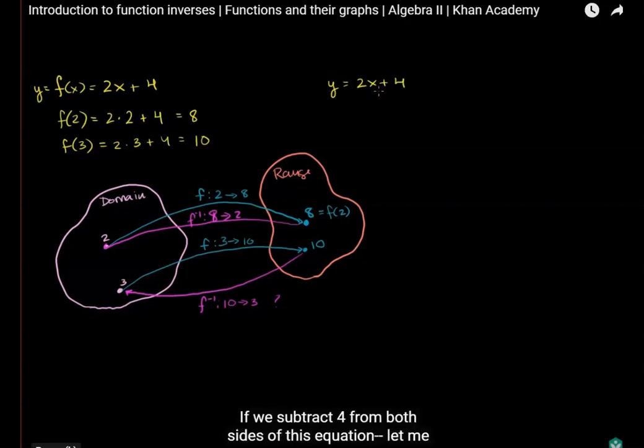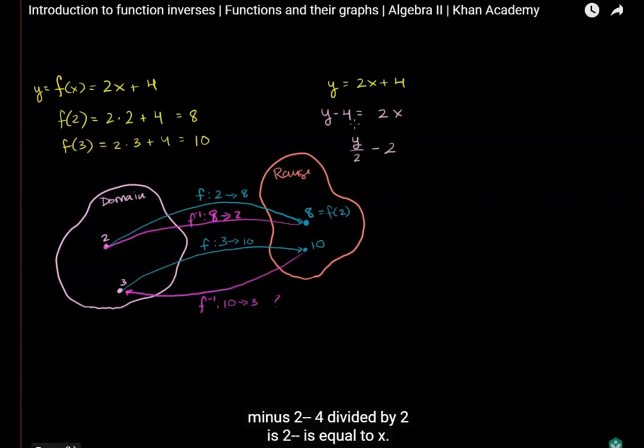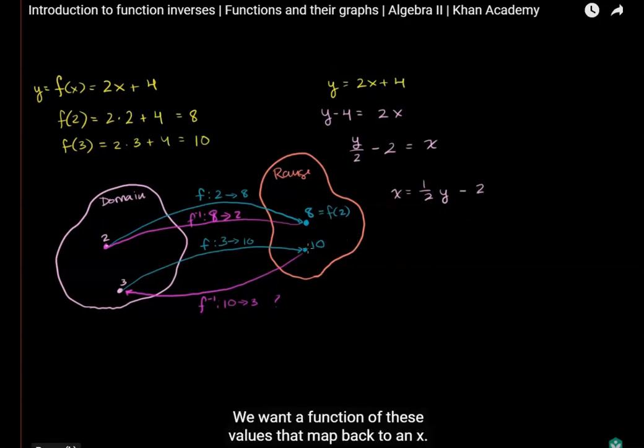Let's do that. If we subtract 4 from both sides of this equation, we get y minus 4 is equal to 2x. And then if we divide both sides of this equation by 2, we get y over 2 minus 2, right? 4 divided by 2 is 2, is equal to x. So if we just want to write it that way, we can swap the sides. x is equal to 1/2 y, same thing as y over 2, minus 2. So what we have here is a function of y that gives us an x, which is exactly what we want. We want a function of these values that map back to an x.